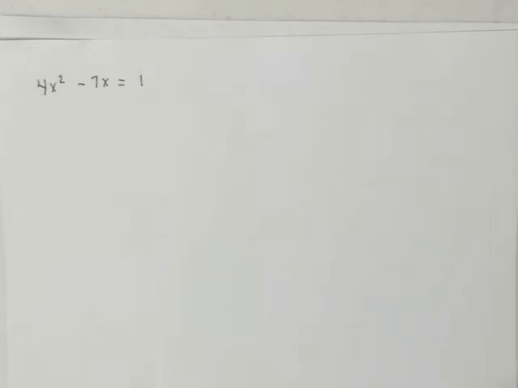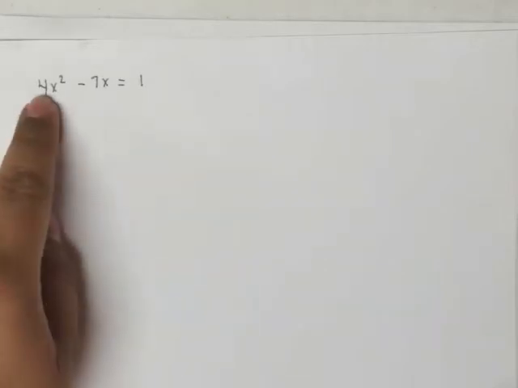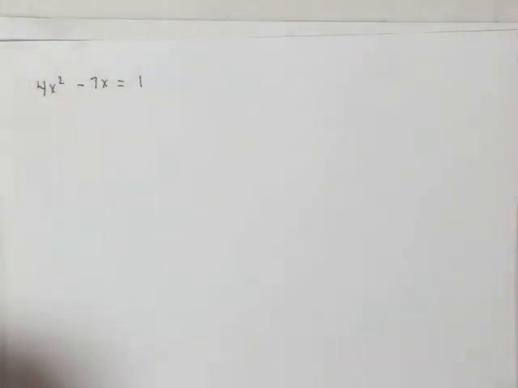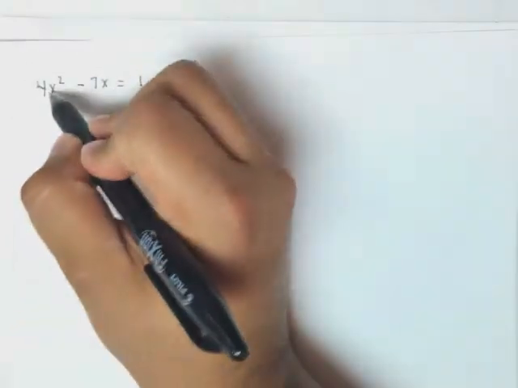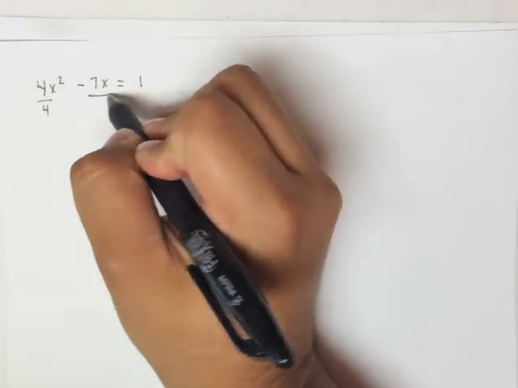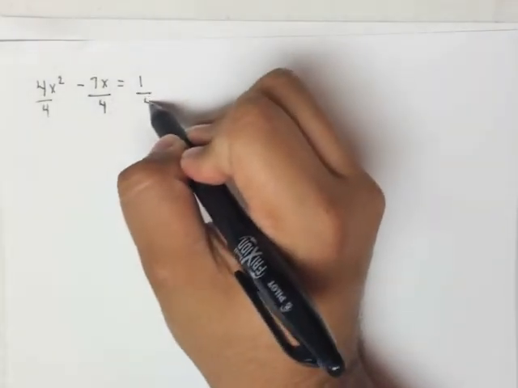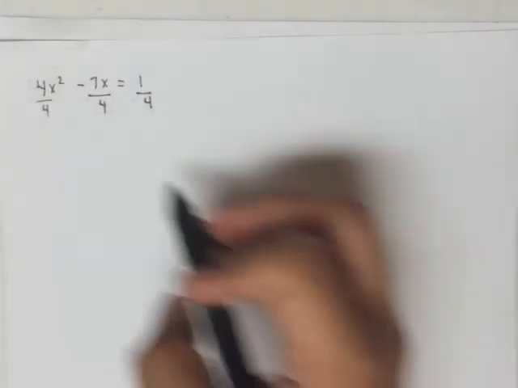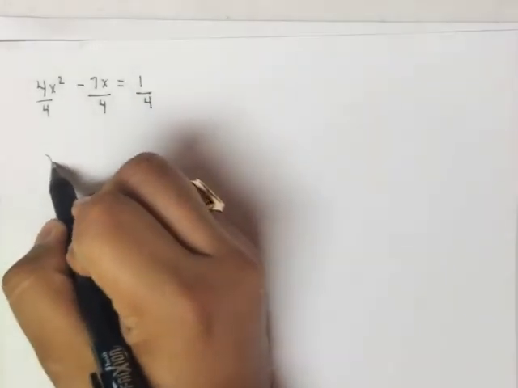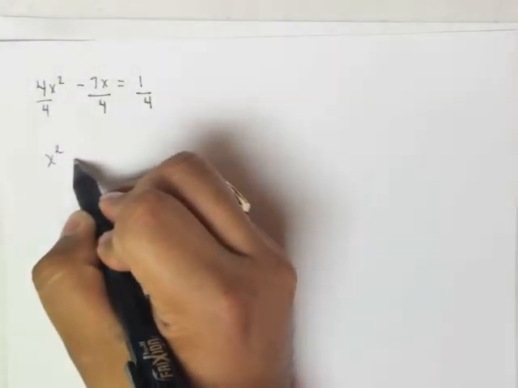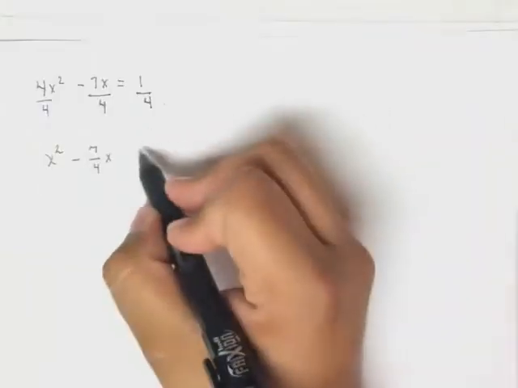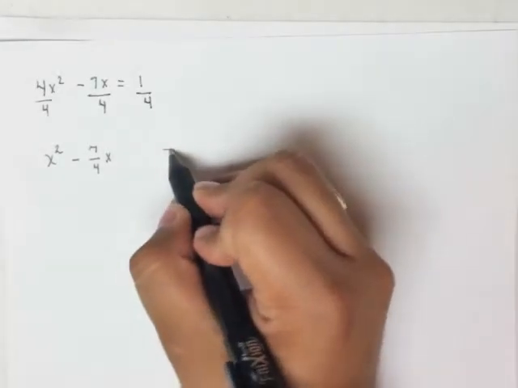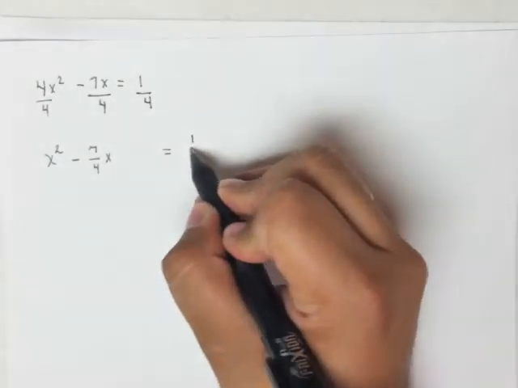Well, how do we go about doing that? Okay, well, let's think very carefully. How would I make a 4 turn into a 1? Well, I'd have to divide everything by 4. So that's exactly what I'm going to do. Divide by 4, divide by 4, and divide by 4. Okay, so that's going to give me something that looks along the lines of this. X squared minus 7/4 of x. All right, I'm going to leave a space equals 1/4.